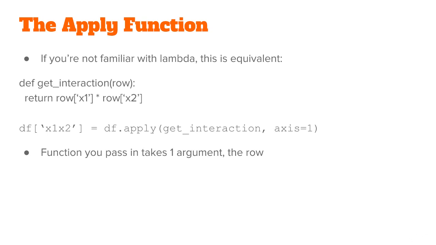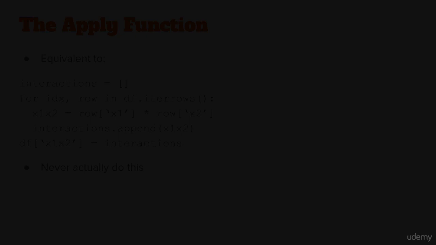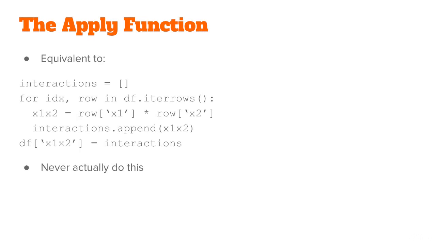So an alternative way would be to actually define a function called getInteraction, which takes in row and returns row of x1 times row of x2. Then we can pass in this function into apply, and everything else is the same. Notice that the function you pass in takes in one argument, and that's the row. So this is equivalent to writing a for loop, looking at one row at a time, putting the derived value in a list, and then assigning that to df of x1, x2. Of course, you should never do this because for loops are very slow.